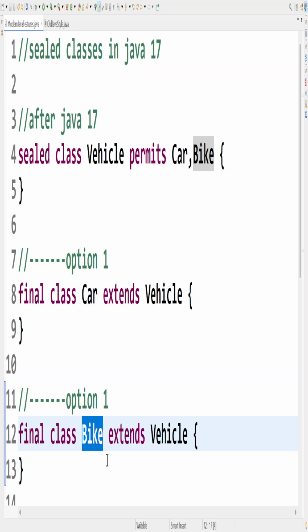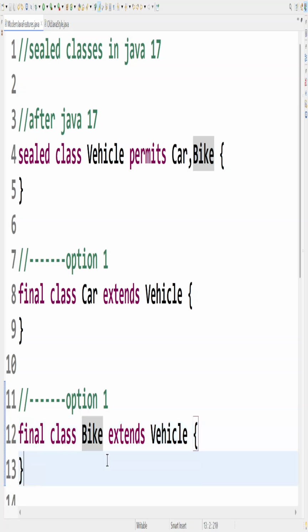But yes, it is generally used in a well-designed architecture, for example payments. When we have payments as a sealed class, we can say that only UPI payments, card payments and online payments will be allowed. No other mode of payment will be allowed. In such designs, we make use of the concept of sealed classes.